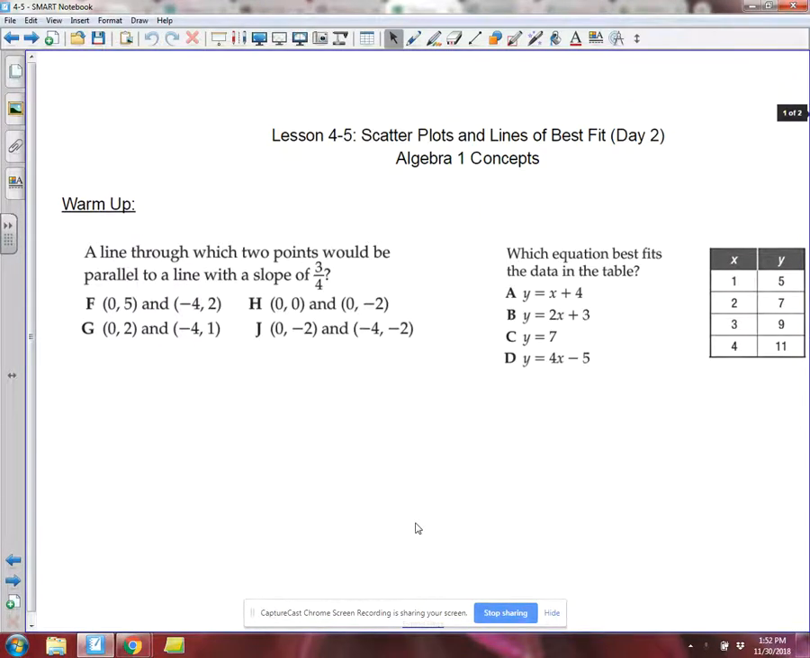All right, folks, we're going to do these 2 warm-up problems before we get back into Desmos and those scatter plots. Awesome. It says a line through which 2 points would be parallel to a line with a slope of 3/4. Ladies and gentlemen, what do you know about parallel lines?